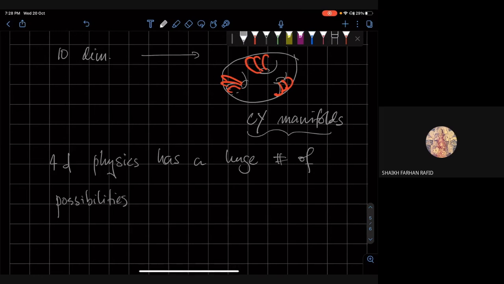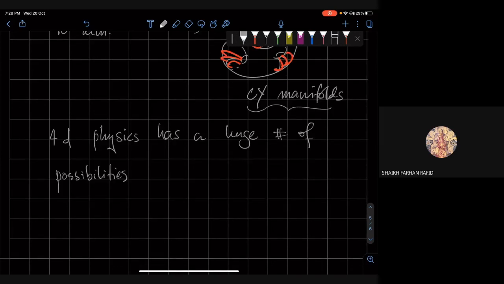And most of these, at least to our knowledge right now, are consistent possibilities. So string theory predicts something like 10 to the power, I'm not exactly sure, 10 to the power 10 to the power 500, or some huge number of possible universes, all of them consistent.